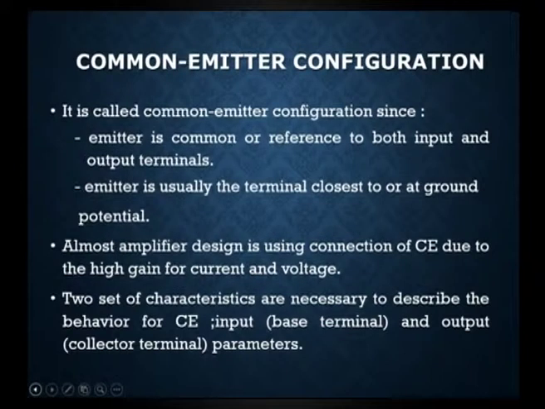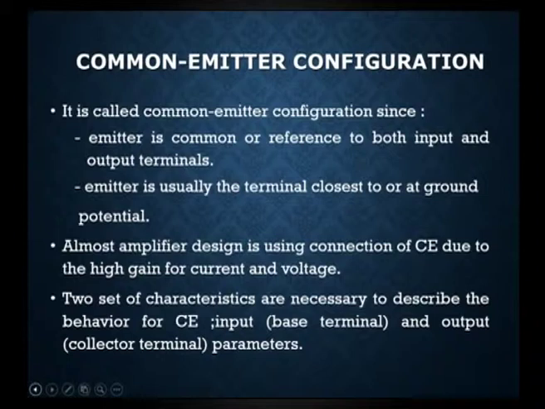Firstly we start with the common emitter configuration. This is one of the types of transistor configuration, same as what we discussed in the previous session about the common base configuration. In the common emitter configuration, the emitter is common for both input and output signals, and we can also say that the emitter is grounded in this type of configuration.